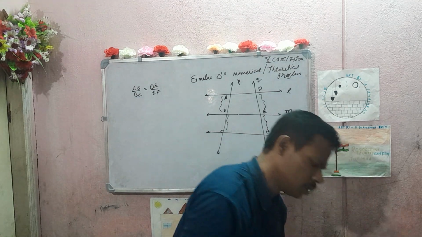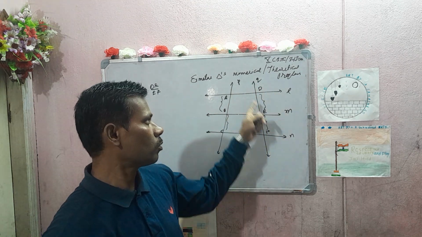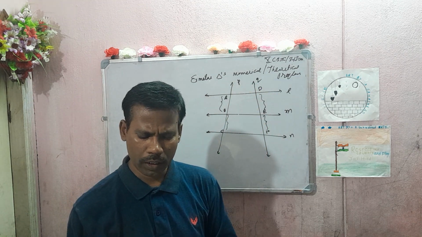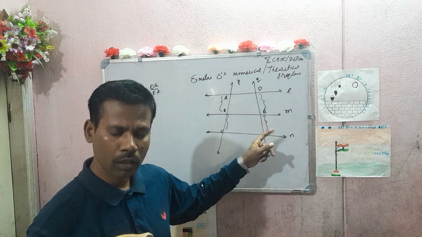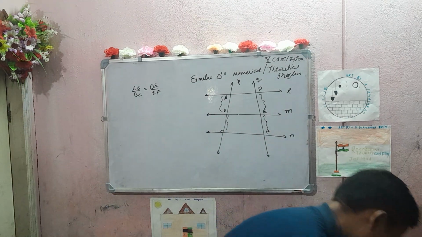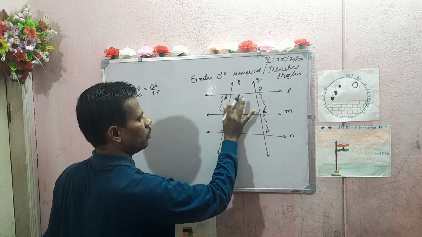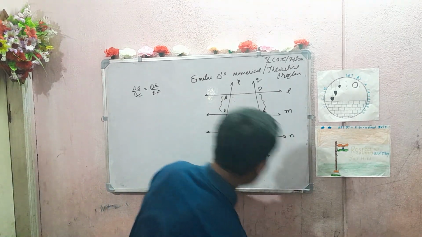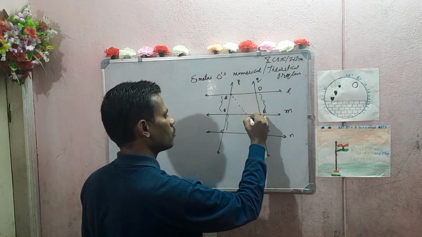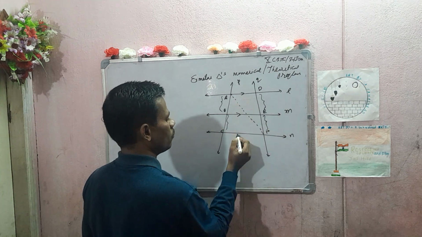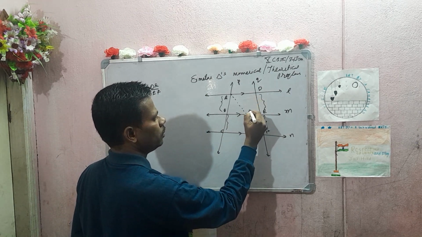Once again, I will read out the question. If three or more parallel lines are intersected by two transversals, prove that the intercepts made by them on the transversal are proportional. Very simple. Join this. Mark this as A, B, C, D, F, and something G.